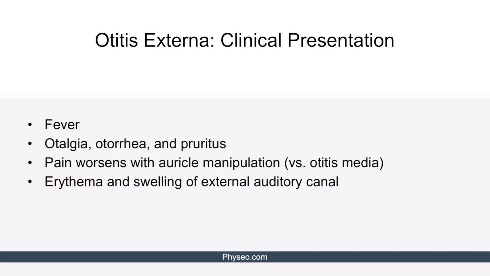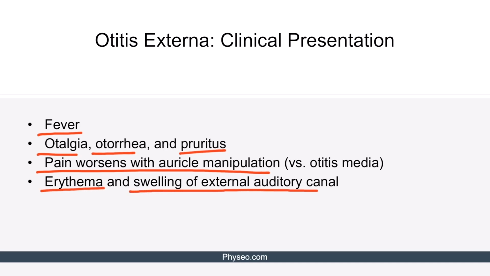Otitis externa presents with fever, ear pain, also known as otalgia, ear discharge, also referred to as otorrhea, and pruritus. The ear pain worsens with auricle manipulation. This is in contrast to otitis media, which is characterized by pain relief upon auricle manipulation. We'll discuss otitis media later on in this lecture. Additionally, otitis externa is accompanied by erythema and swelling of the external auditory canal.